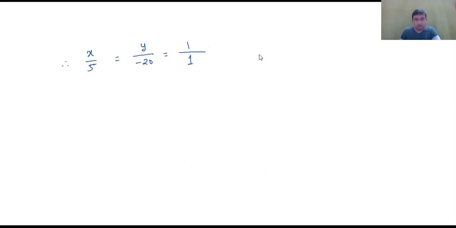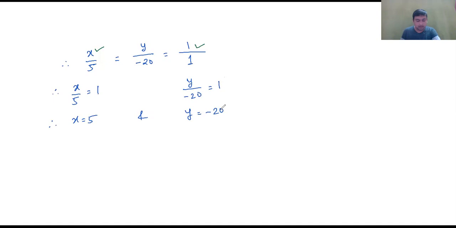So again compare this and this term. Better we will write separately. Therefore we can write x upon 5 is equal to 1 upon 1, that is 1, and then y upon minus 20 is equal to 1 upon 1, that is 1. So x is equal to 5, and y is equal to minus 20.